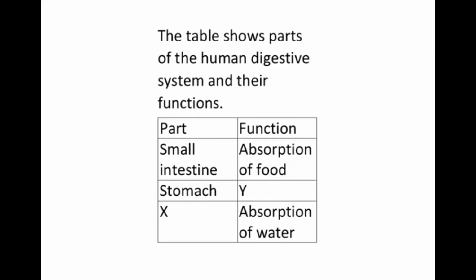The table below shows part of human digestive system and their function. Part, function: small intestine, absorption of food. Stomach, we have function, we have Y. X, absorption of water. So we need to understand the part and function of each and every part of the alimentary canal or the digestive system.